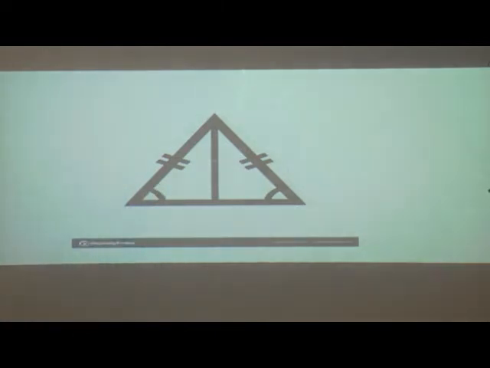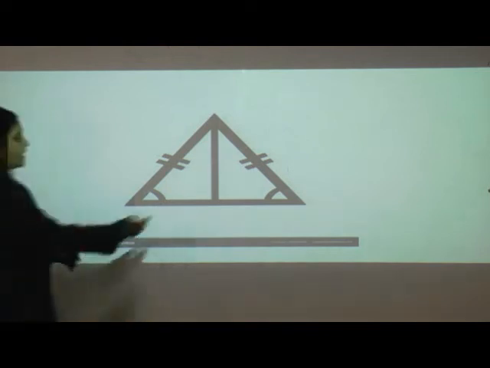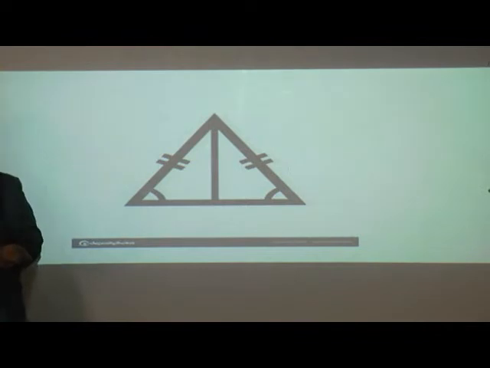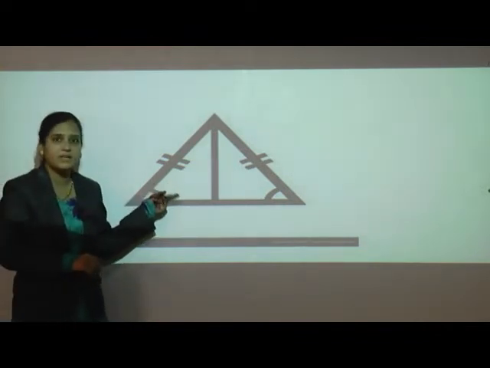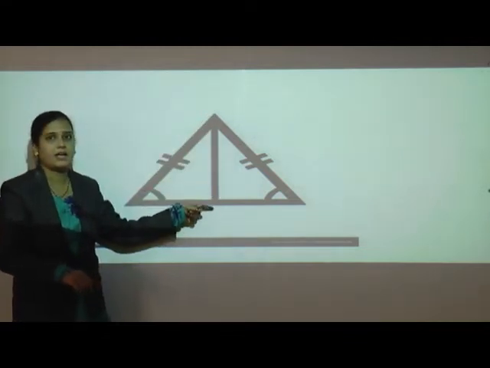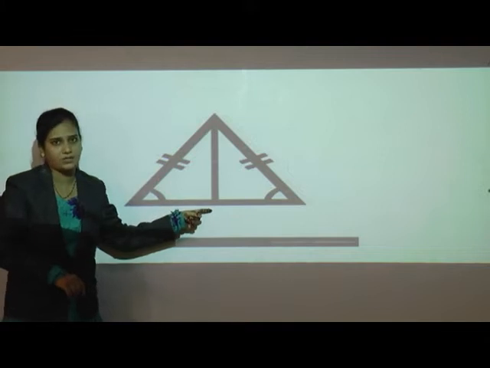So students, when we fold this triangle, we will get two halves of the triangle. That means this triangle is a symmetrical figure, and this vertical line is an axis of symmetry. Okay.